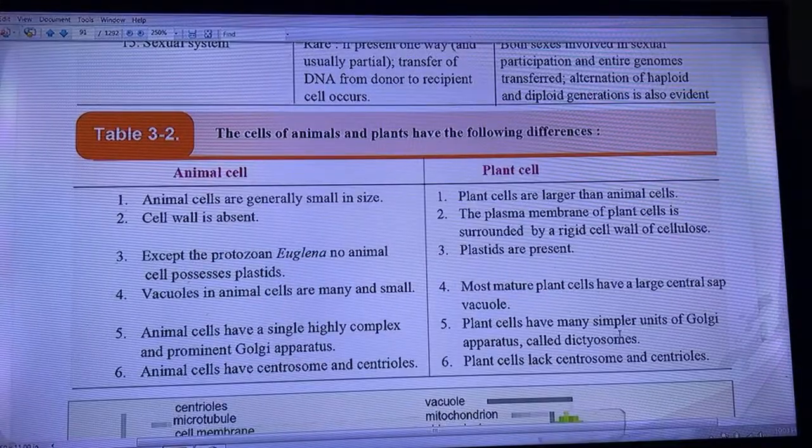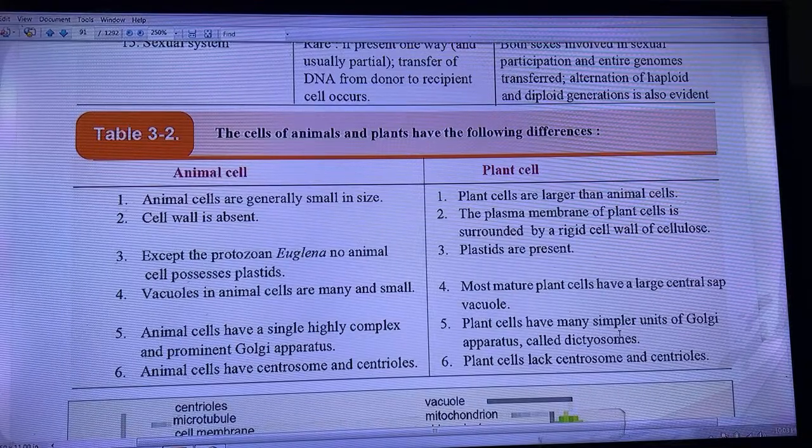Difference between plant and animal cells. Animal cells are generally small in size. Plant cells are larger than animal cells. Cell wall is absent in animal cell. The plasma membrane of plant cell is surrounded by a rigid cell wall of cellulose.